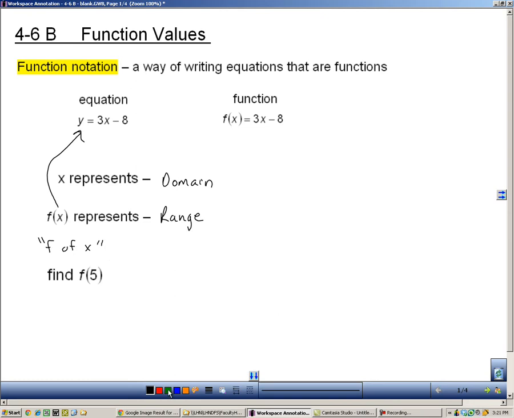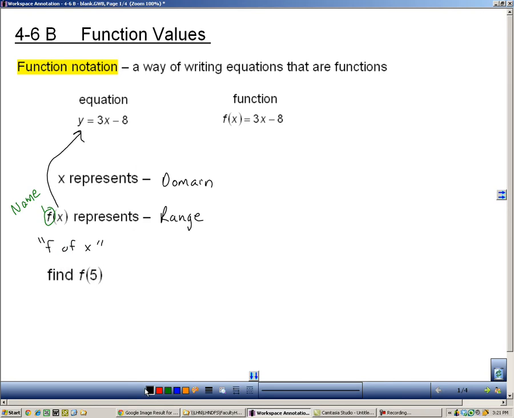So really, this letter f is just the name of the function. You can change that letter to anything. You can make it a G or an H or a P or a K. It doesn't matter. It's the name of the function. This function is called f, and the domain value is x. So f of x is all the numbers that represent the range value.